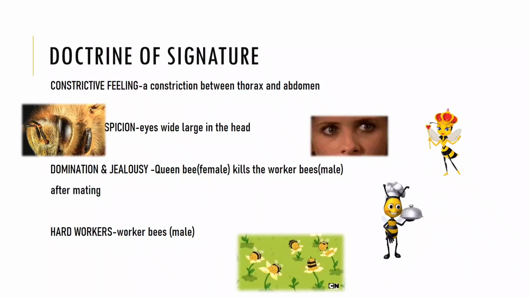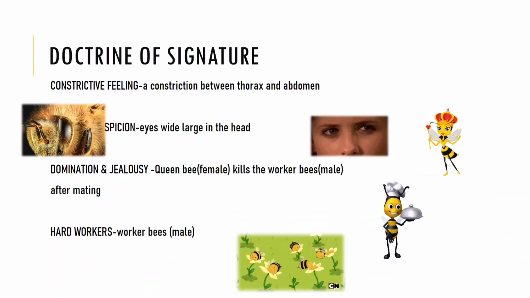So we saw that the parts of the honeybee are head, thorax and abdomen, and there is a constriction between the thorax and abdomen. The patient will also have a constrictive feeling between the thorax and abdomen. And the eyes of the honeybee are usually wide, so that we consider as suspicion.